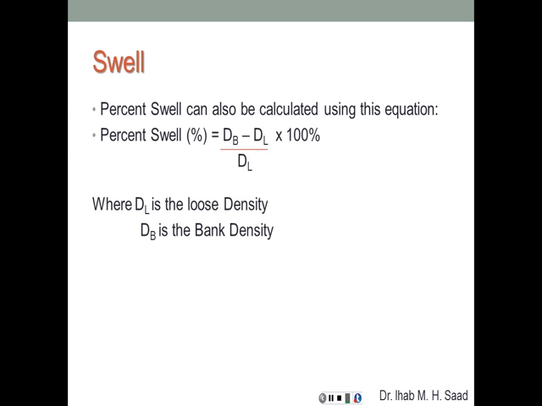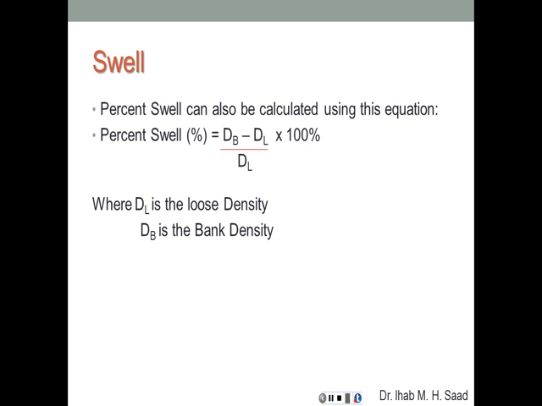The percent swell can also be calculated based on density. So in this case, the percent swell is the density of the bank soil, or the bank density, minus the loose density, because again, the bank density is higher than the loose density. Remember that air does not have any density, therefore the weight of the soil in its bank condition is going to be greater than the weight of the soil in its loose condition per the same volume. So density bank minus density loose divided by density loose.